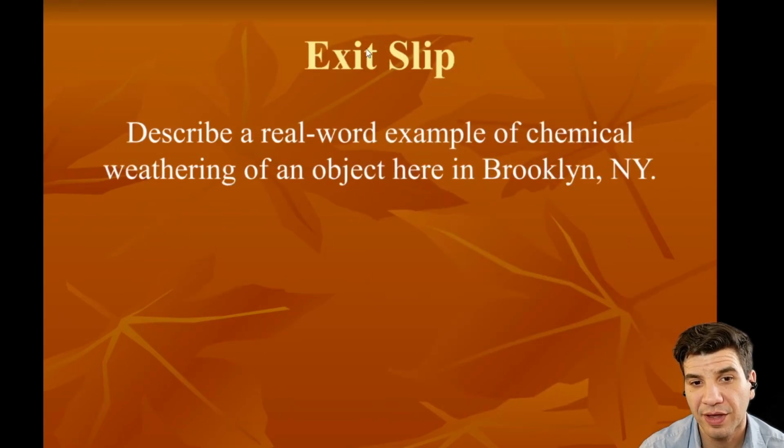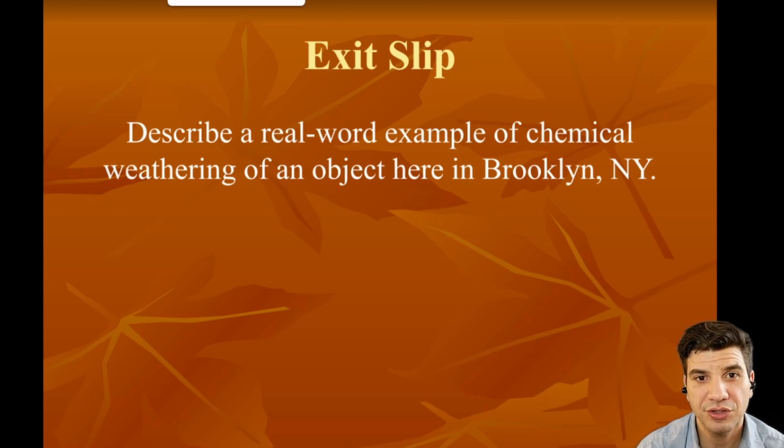And lastly, we've got our exit slip. Describe a real-world example of chemical weathering of an object here in Brooklyn, New York. Chemical weathering in Brooklyn. I'll let you take a moment to answer that. While you're writing, I do want to show you today's assignment.